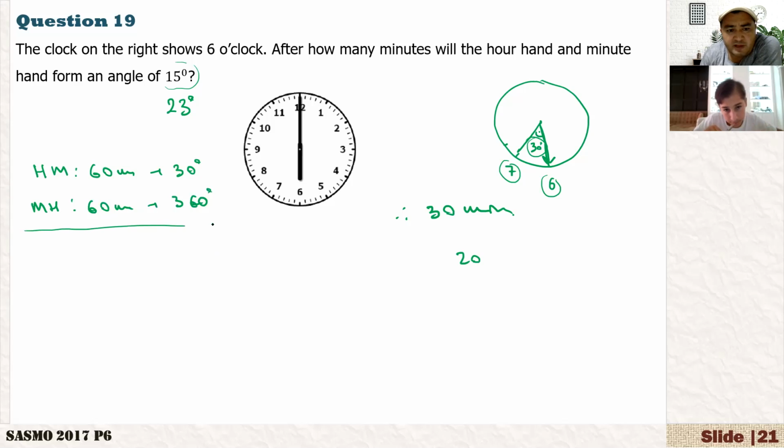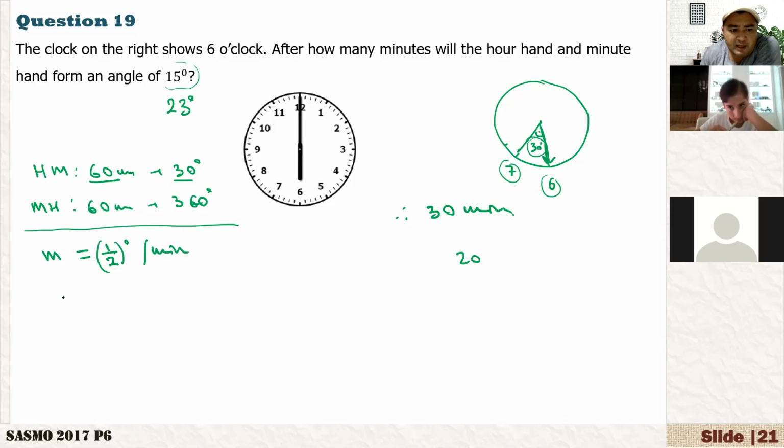Now I can write the rates. What is the rate of the hour hand? Let me just use M for that. So in 60 minutes it is 30 degrees, so 30 per 60. In 1 minute, how many degrees? In 1 minute it is 1/2 degrees. Let me just put degrees per minute here.